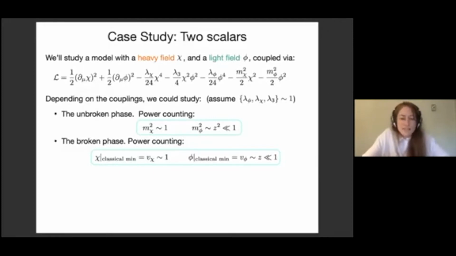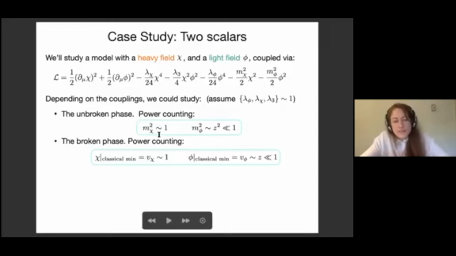And in such a case, the sort of power counting I would be interested in is when these masses, m chi squared and m phi squared, have a hierarchy. So say m chi squared order 1 and m phi squared order z squared much less than 1.